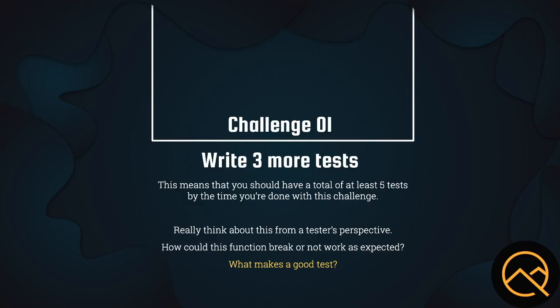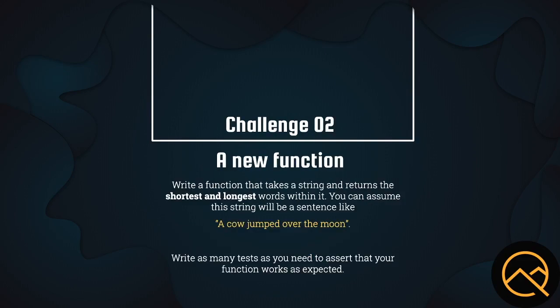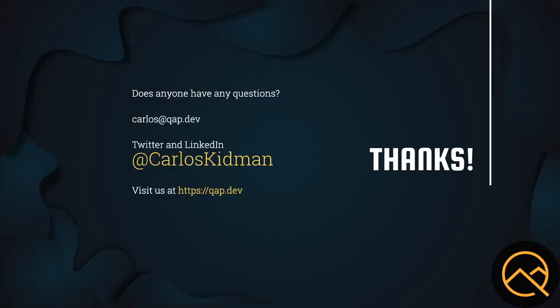Something to think about. For the next one, challenge 2, you need to write a new function. Feel free to do this in the same file if you'd like, or make a new test file, really up to you. But you need to write a function that takes a string and returns the shortest and longest words within it. You can assume the string will be something like "a cow jumped over the moon", or really anything else, but you need to write as many tests as you can to make sure that your function works as expected. Hopefully both of these exercises will help start putting you in the testing mindset. At the end of it, hopefully you'll have a better idea of not just how to use PyTest, but also how to do a few things in Python.